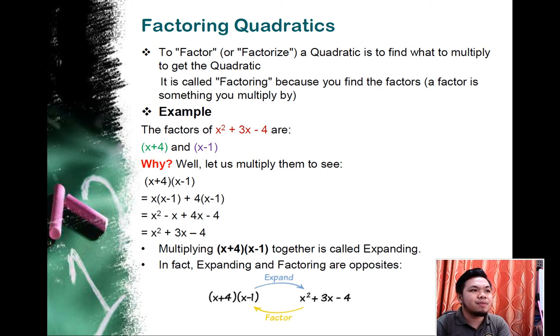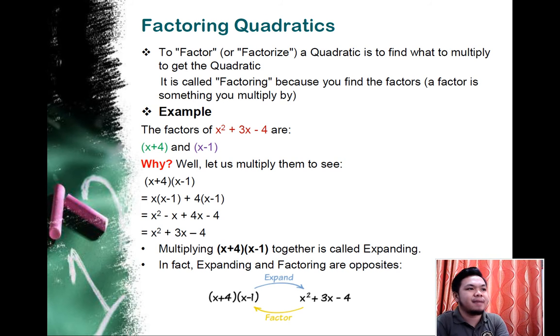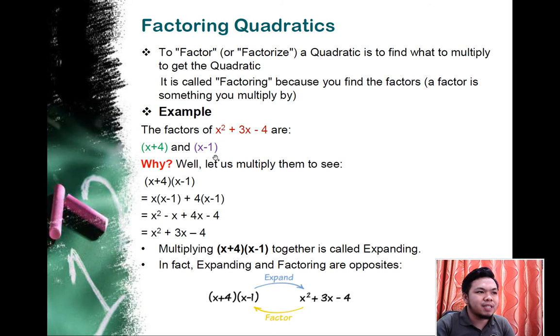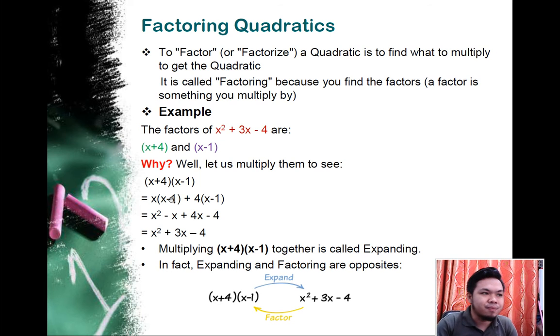A factor is something you will multiply by. So, the factors of x squared plus 3x minus 4 are x plus 4 and x minus 1. Paano natin nakuha yan? So, simple lang naman eh. Just simplify. Halimbawa, x plus 4, x minus 1.